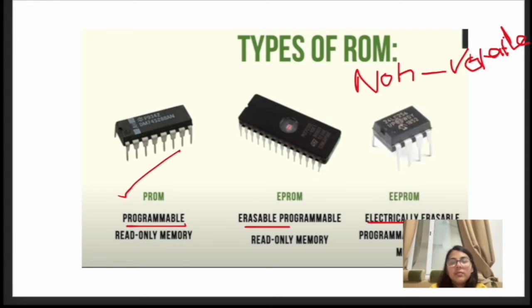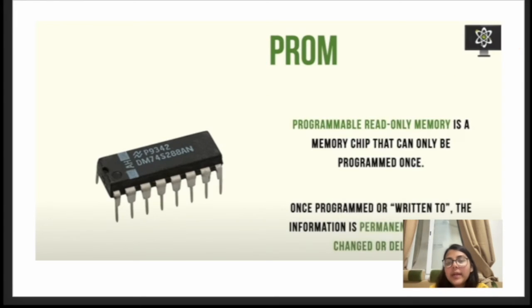And then let's see what is PROM. It is programmable read only memory, a memory chip that can only be programmed once. So once programmed or written to, the information is permanent, it cannot be changed or deleted. So firstly we are going to discuss PROM. What does it stand for, students? You have to tell me that. That is programmable read only memory. Okay, and it is a type of memory that can only be programmed once.